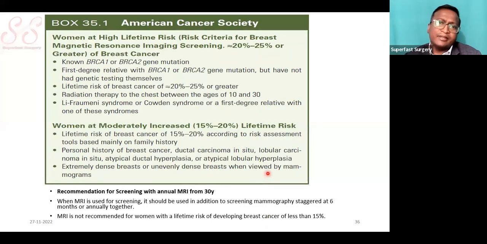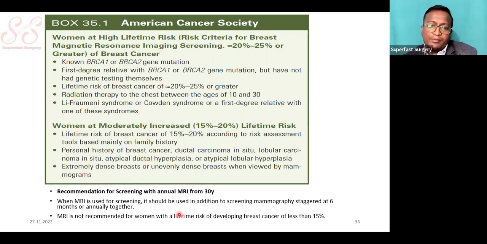This is the table given in Sabiston, and here it is beautifully classified into three groups: high risk, moderate risk, and low risk. High risk is the one with risk of more than 20%, moderate is between 15 to 20%, and low is when it is less than 15%. The following patients are high risk: BRCA mutations, the relatives of BRCA mutation carriers, Li-Fraumeni syndrome, Cowden syndrome, the relatives of Li-Fraumeni and Cowden syndrome patients, and a history of radiation exposure at an early age, between 10 and 30. So those are high risk. And the moderate risk groups are tabulated here.